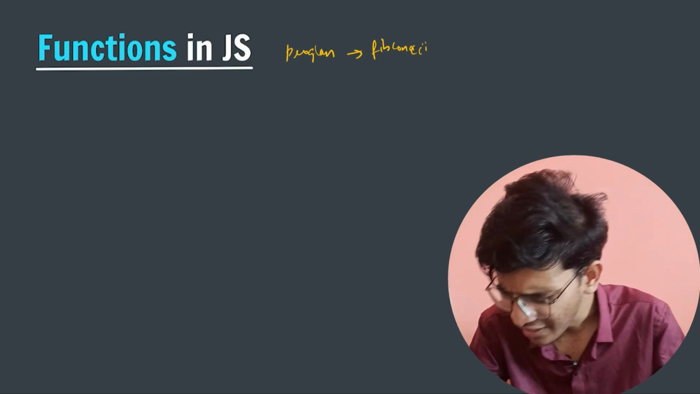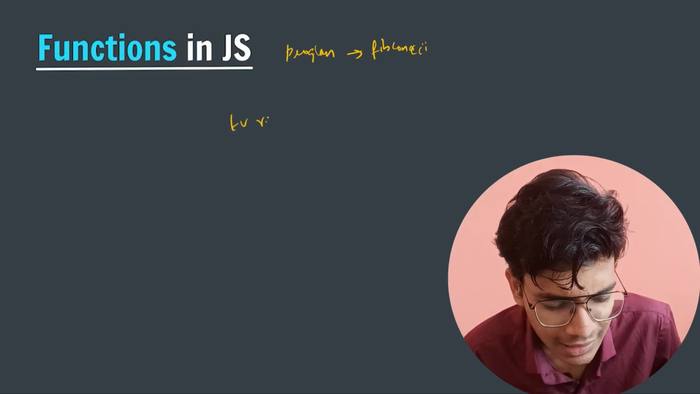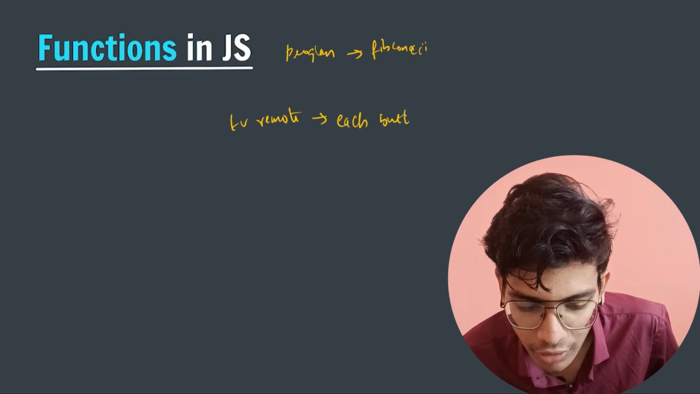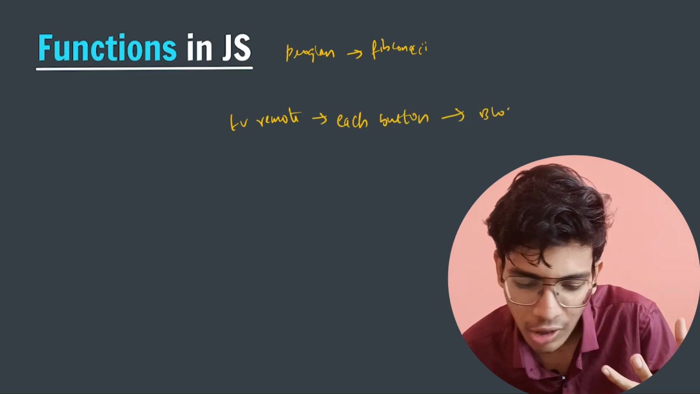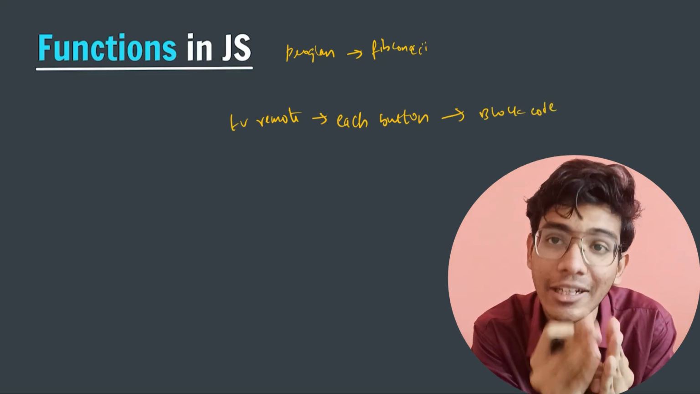So in our TV remote you can consider each button as a block of code. Each button has a block of logic or a block of code, and that logic is defined once.